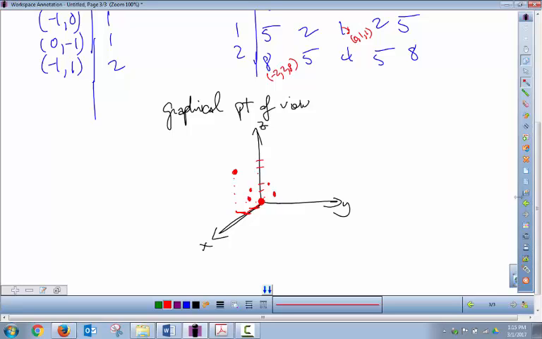So I think we're going to have to try to approach this instead of plotting points. We're going to have to try to approach this in a slightly different way to describe this from a graphical point of view. So how are we going to do that?